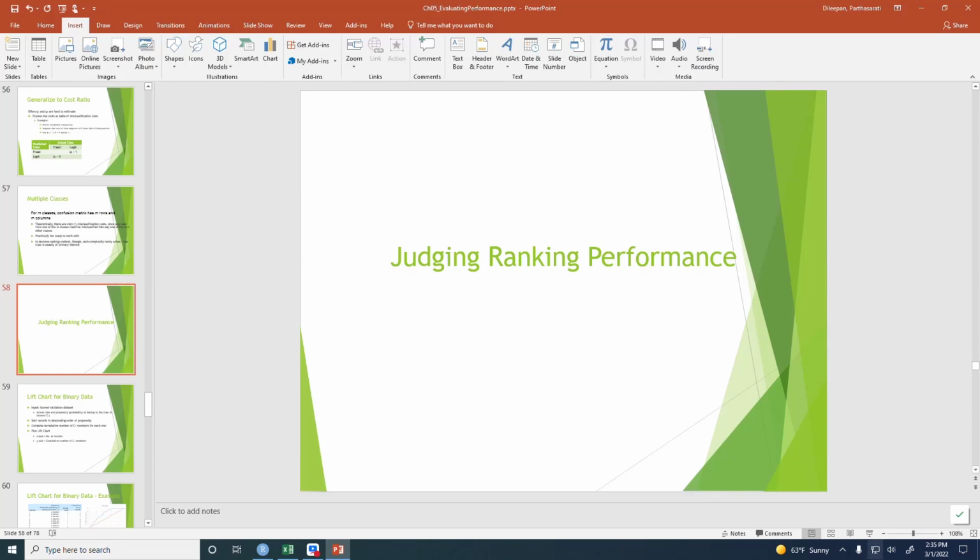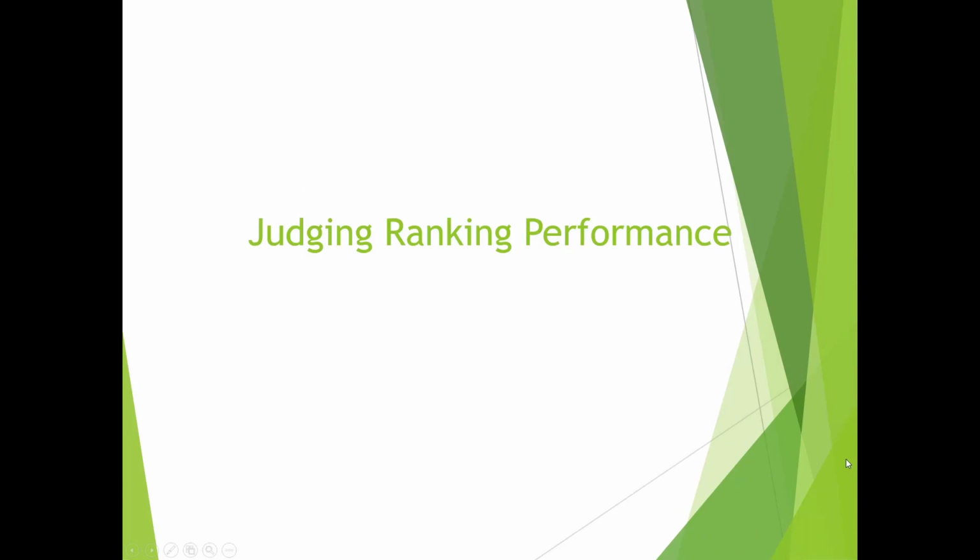Okay, next is judging rank performance. When it comes to ranking, we do what? The gain chart and lift chart. So remember, here we are going to sort the data by y hat, and then we will look at the actual classes. How many actual classes are there as we go down the sorted list? And what is the lift in that sense? So that's what ranking performance is.